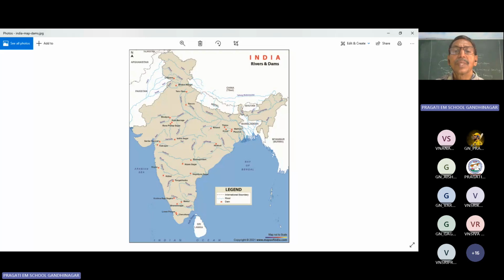Hirakud Dam across the Mahanadi, where in the curve you can find Hirakud Dam, and here Sardar Sarovar Dam. Here, okay, Sardar Sarovar project across the Narmada River. Next, Tehri Dam across the Ganga River. Okay, Bhakra Nangal Dam here across the Satluj River.